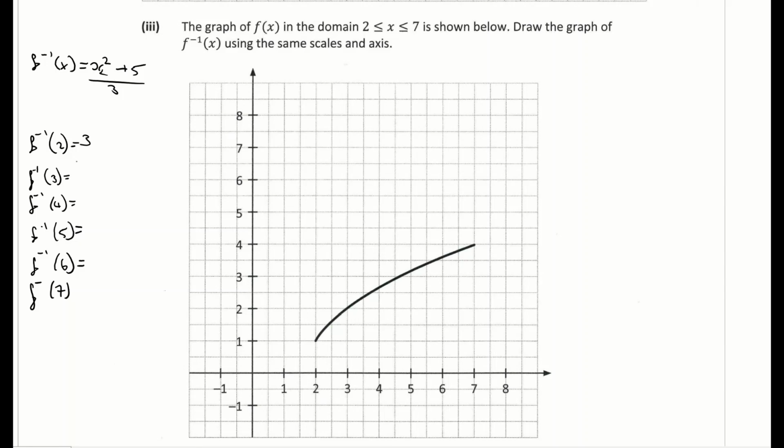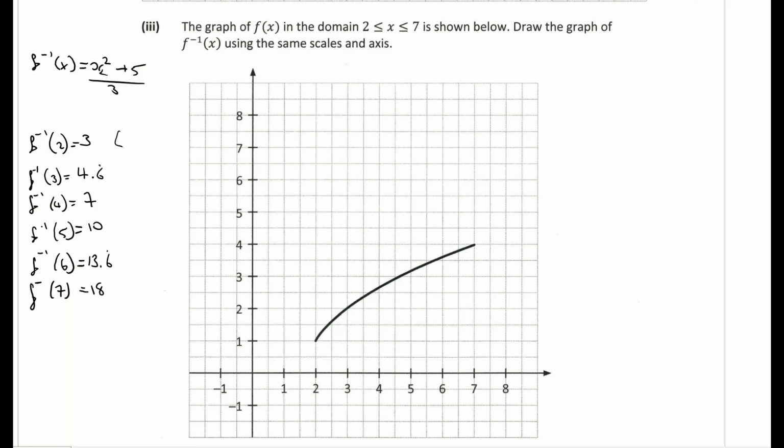And if I go through them, when I sub in 3, I get 4. When I sub in 4, I get 7. When I sub in 5, I get 10. When I sub in 3, I get 4.66, so 4 with a little dot. When I sub in 6, I get 13 and 2/3, and when I sub in 7, I get 18.